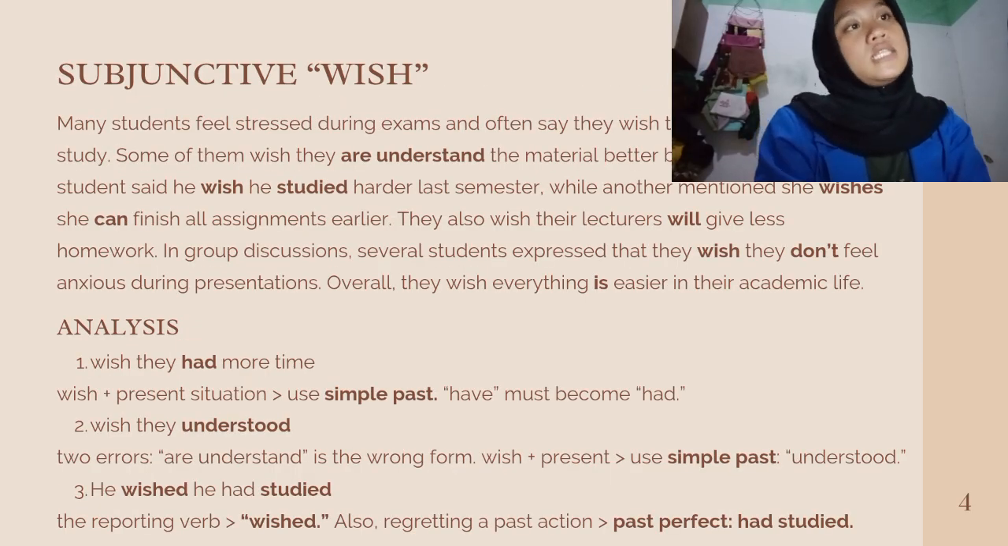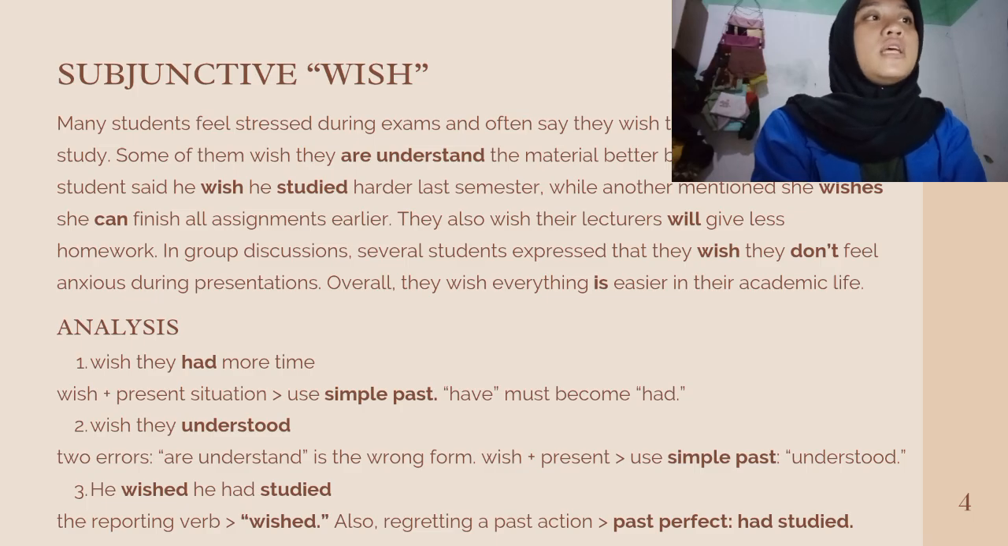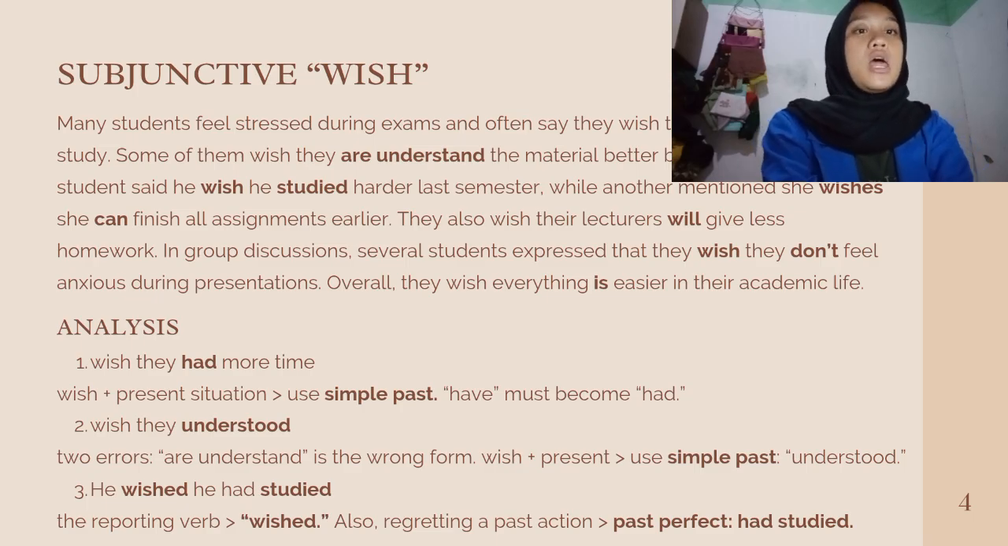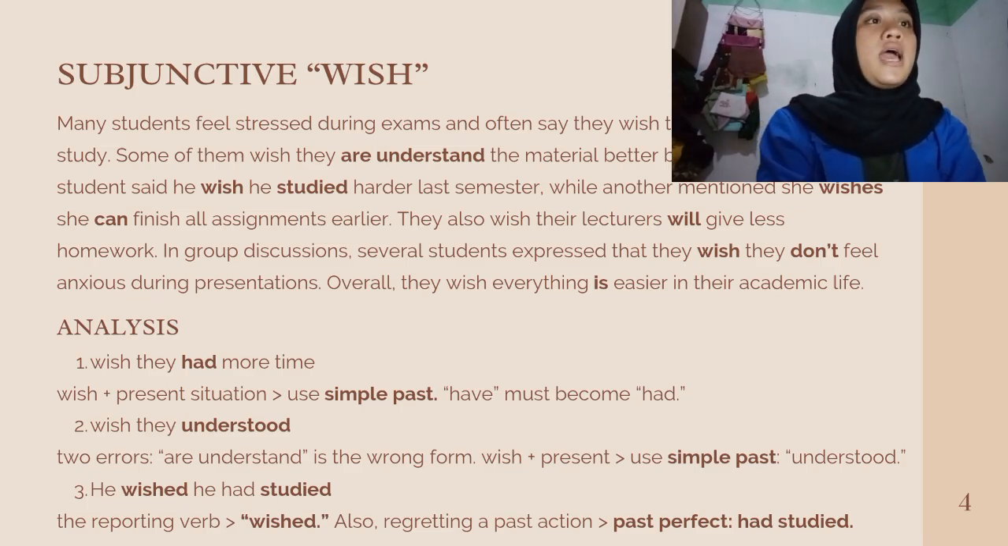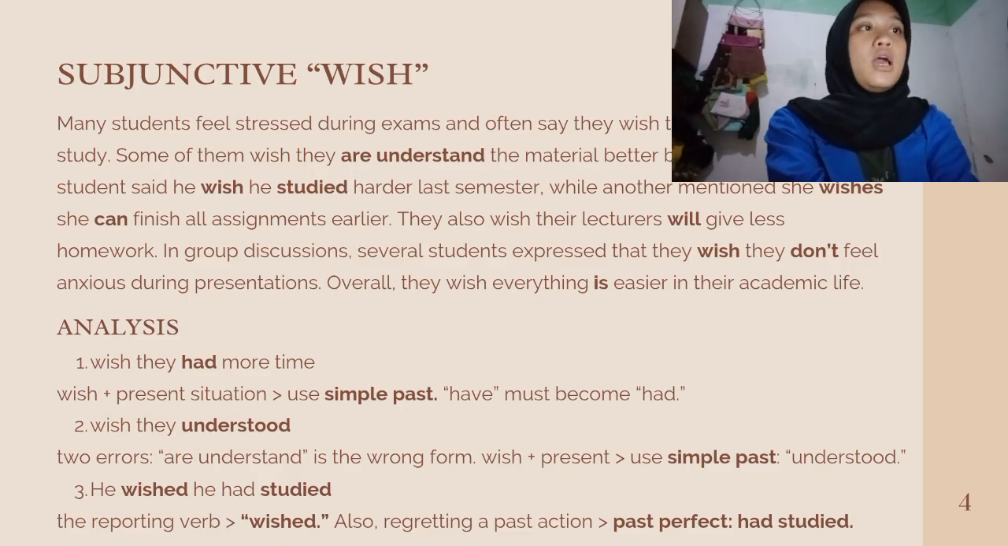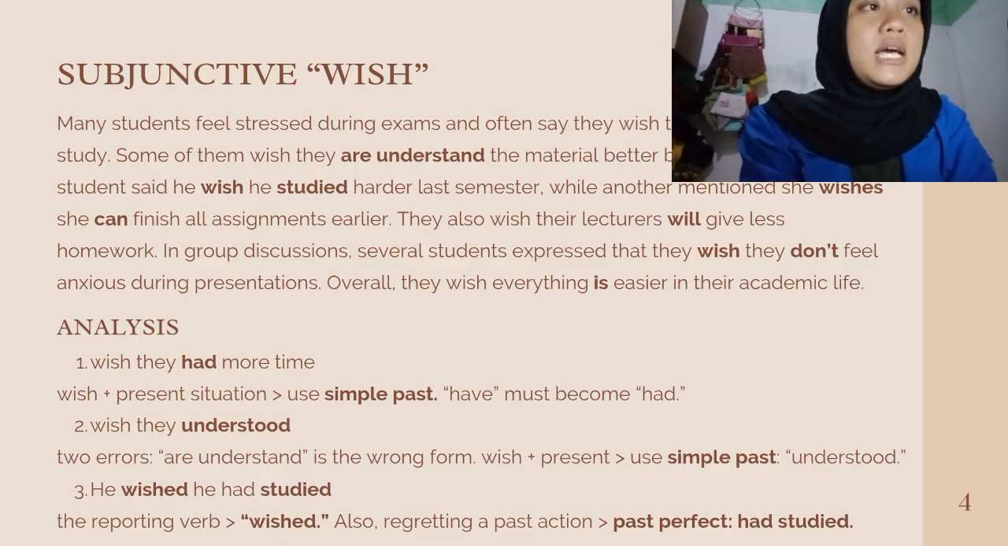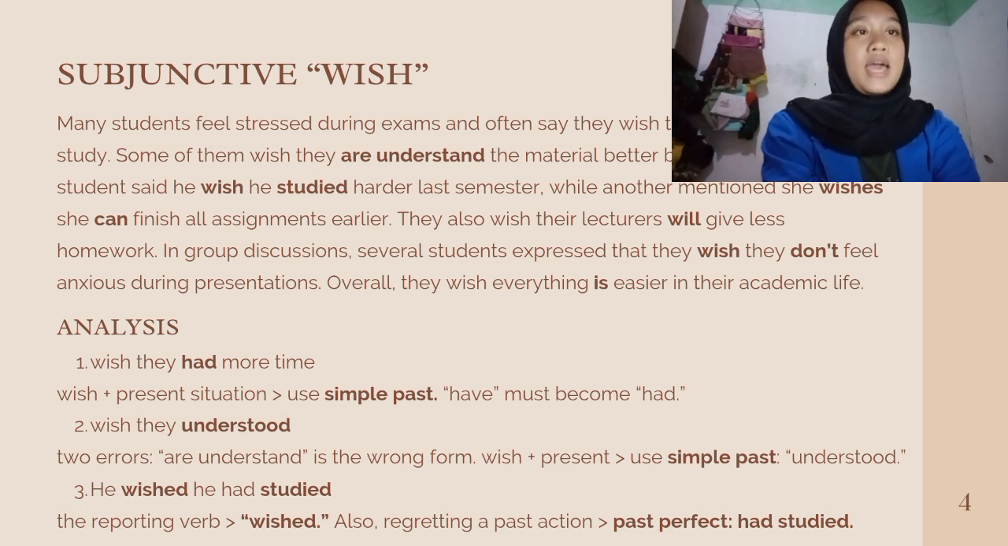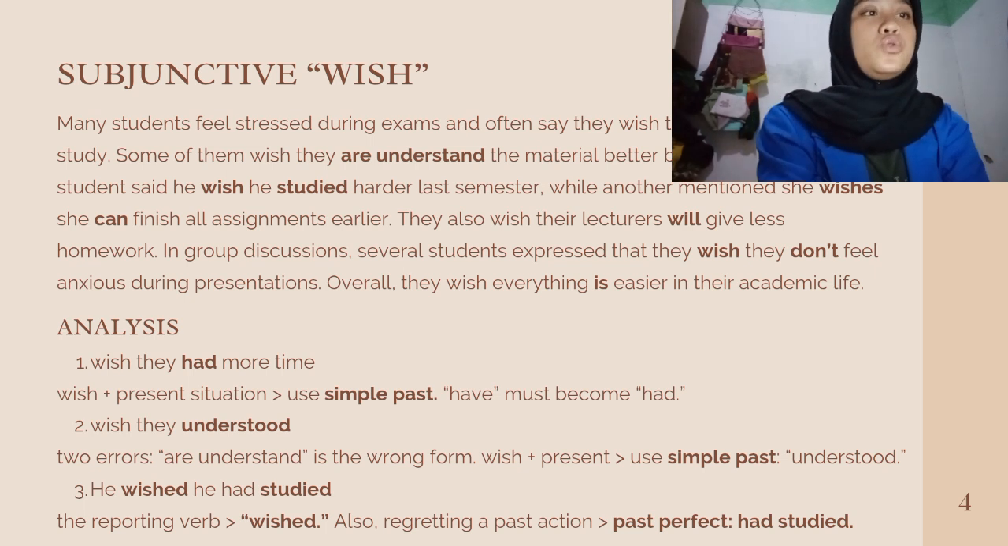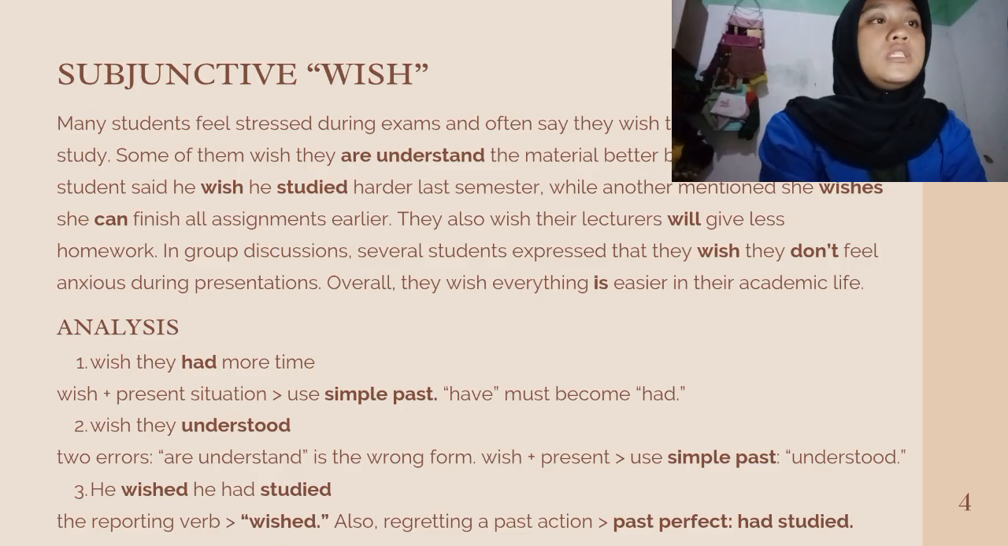The second study case is about the subjunctive "wish." The paragraph contains errors in the use of "wish." Number 1, "wish they have" should be "wish they had." When expressing a present unreal wish, we use the simple past, so "have" becomes "had." Number 2, "wish they are understand" should be "wish they understood." "Are understand" is grammatically wrong, and "wish" plus a present situation requires the simple past.